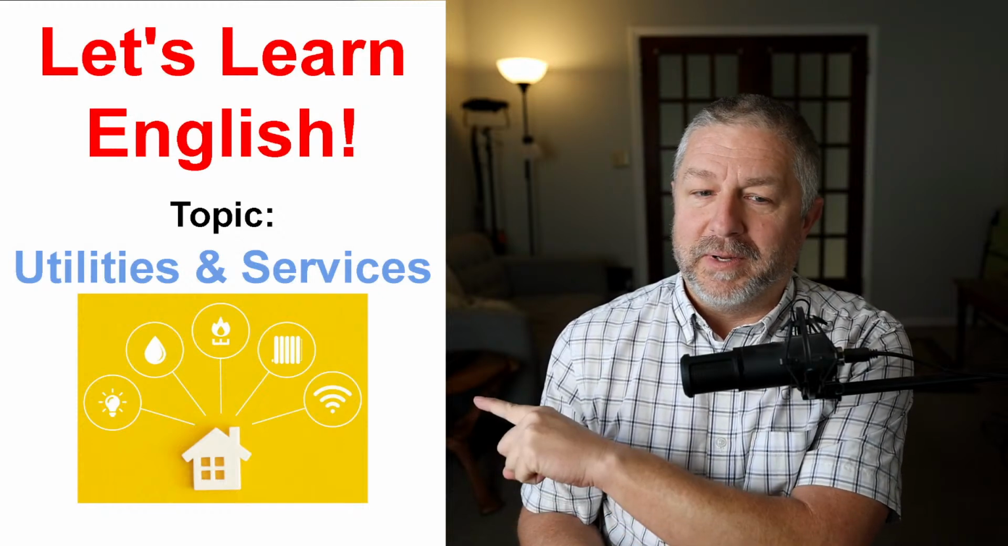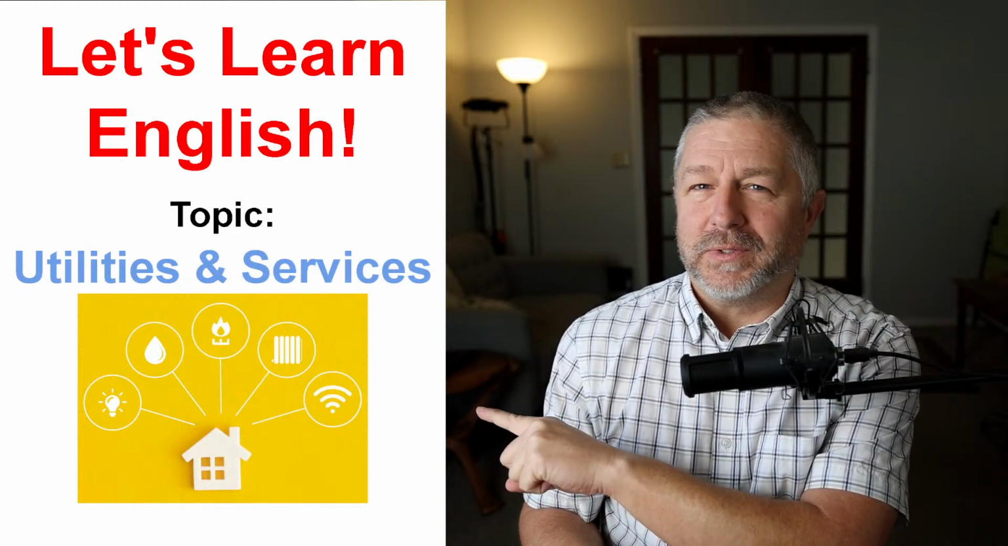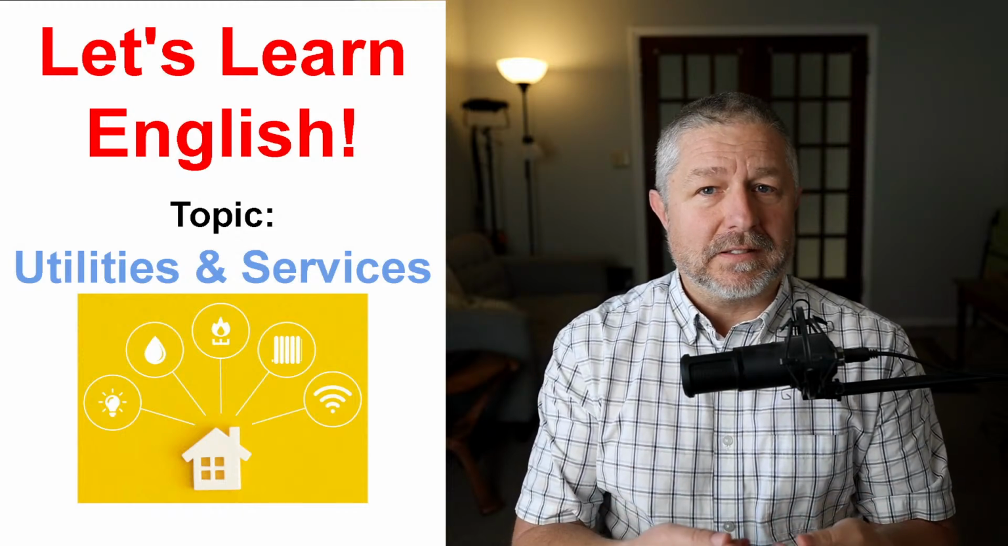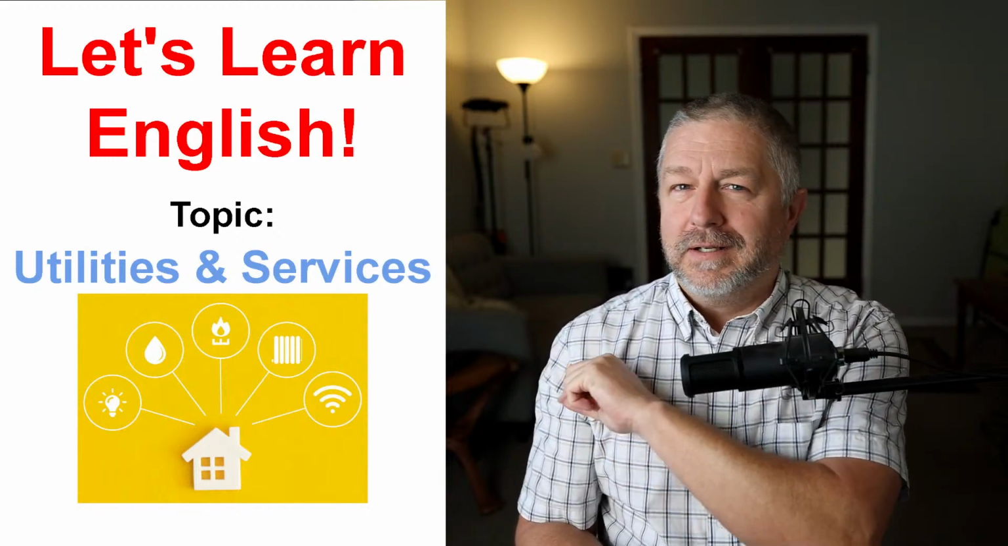You see a light bulb and a water drop and a flame, and I'm not sure what the fourth thing is. And then, of course, Wi-Fi or internet. You need to have a place to live, but you also need certain things, certain utilities and services in order to have an enjoyable day. Electricity, for one, is a really cool thing to have. It allows me to have lights. It allows me to use my computer, and the internet, of course, allows me to teach you an English lesson. So once again, welcome to this English lesson about utilities and services.